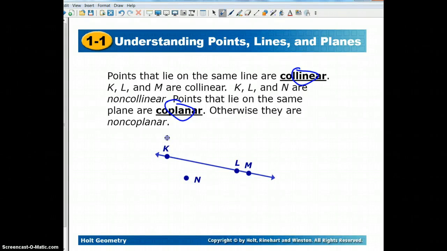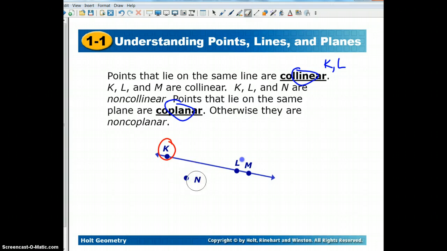So some examples here. Two collinear points would be points K and L. Notice I put a comma between those to separate that it's 2 points. It's not the name of something else. It also says here that K, L, and M, all three, are collinear. However, K, L, and N are non-collinear. So notice K and L are on the same line, but N is not. So they are non-collinear if all three of those points don't land on the same line.